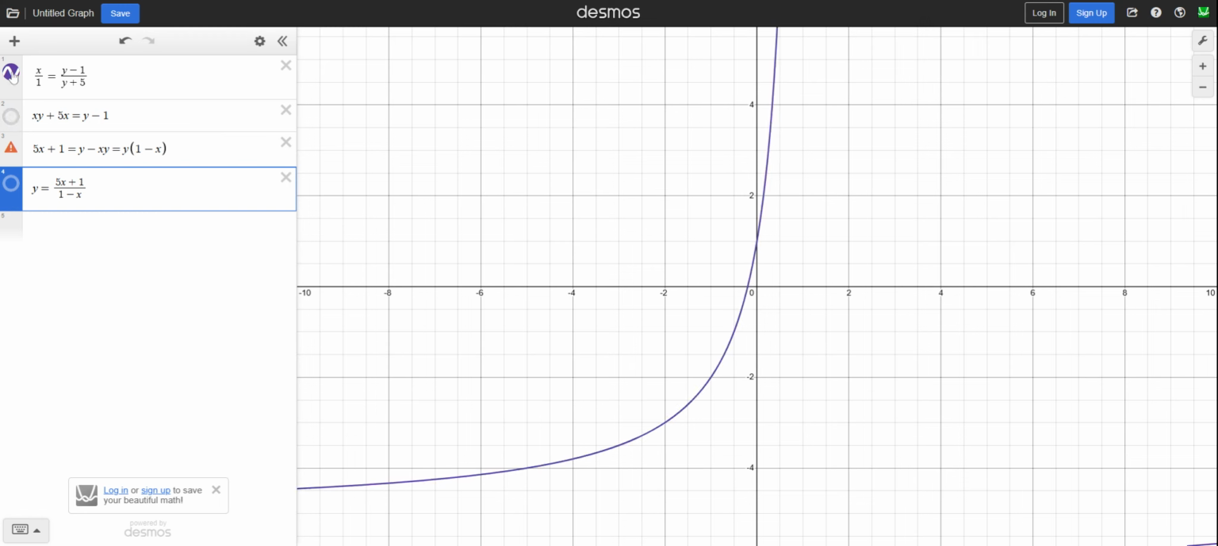And notice all 3 of these lines ended up laying over top of each other. So they're exactly the same line. They just look different. So Desmos is actually kind of a nice way to check if you've done your work correctly. So that's the end of this.